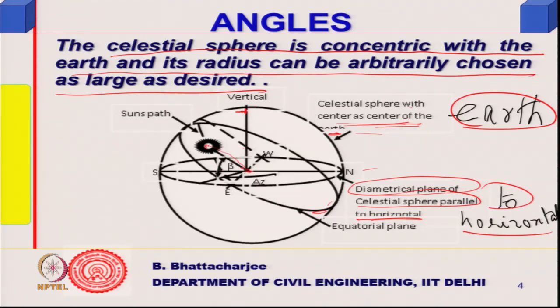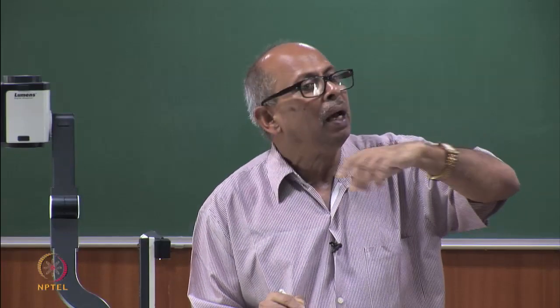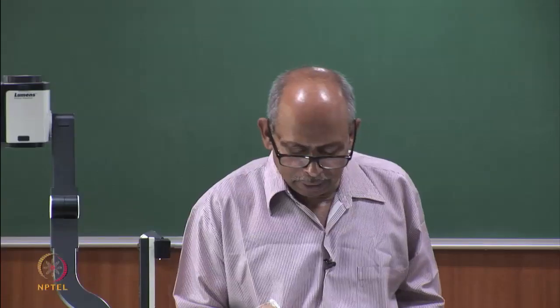I join it with the center of the earth, and this is the horizontal plane. Therefore, this angle is the altitude angle. Joining the sun's ray at the center of the earth, and since this is parallel to the horizontal plane, this will be the altitude angle, right. The angle between the sun's ray and the equatorial plane will be declination; we will come to that a little later. The projection of the sun onto the horizontal surface is this, and from geographical north, if I take clockwise, then this is the azimuth angle.